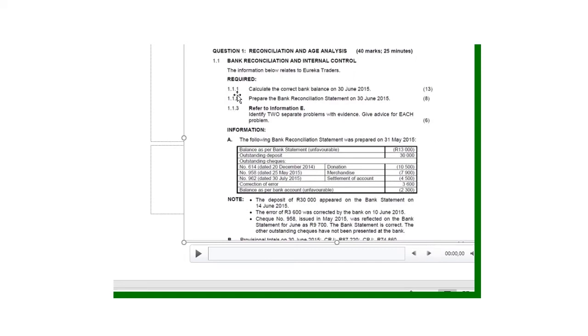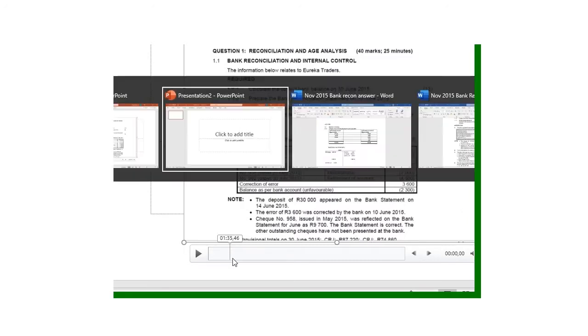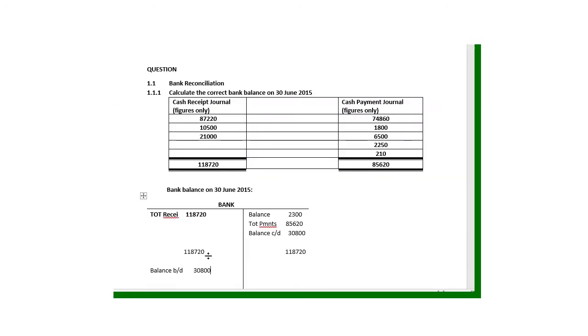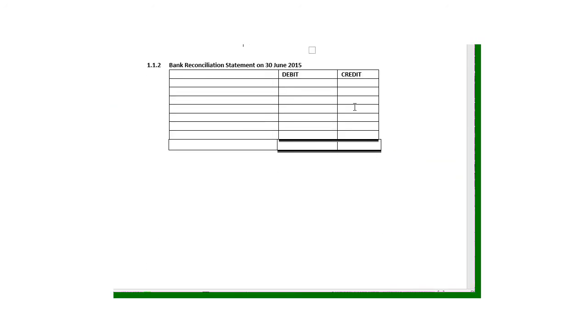So we've done 1.1.1 to calculate the correct bank balance. We're now going to look at 1.1.2 to do the bank recon statement. Now, to do the bank recon statement, I need to know the layout. The bank recon statement will always start off with either a debit or a credit balance as per the bank statement.